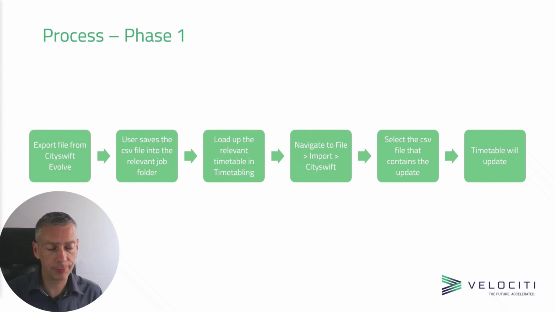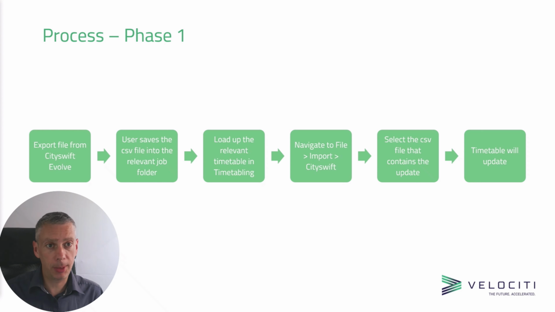Here is the process. Now the user will be able to do all their analysis in the CitySwift Evolve platform and output an actual timetable. We no longer need to output running times and time bands, we output the whole timetable. The user saves that, which is a CSV file, into the relevant job folder. So that would be your OT folder or your job folder in Hub.